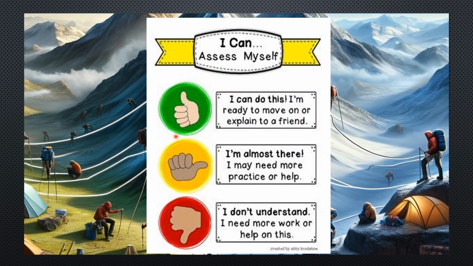How do you feel about today's lesson about the properties of addition? All right. The commutative property, the associative property, and the identity property. Commutative, associative, and identity properties of addition. Okay. Again, thumbs up: I can do this. I'm ready to move on or explain to a friend. Thumbs to the side: I'm almost there. I need more help or practice. And thumbs down: I don't understand. I need more work or help on this.